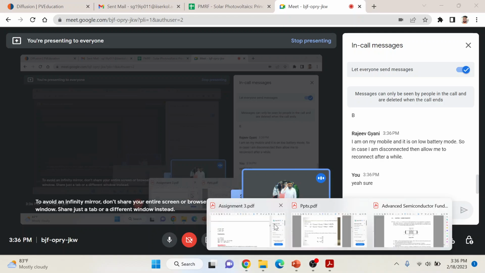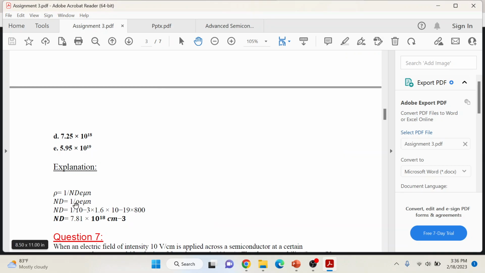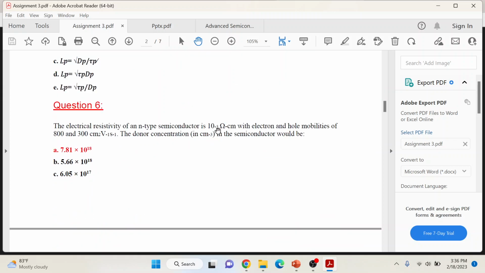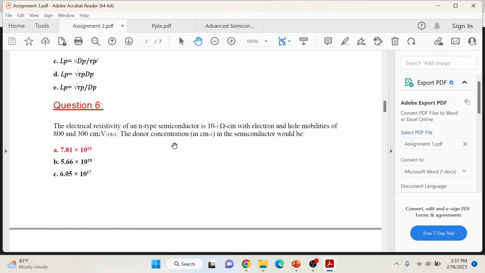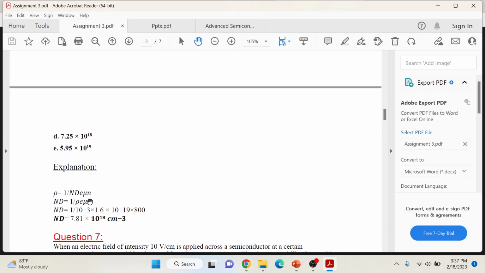So we know rho equals 1 over N_D e mu_n. It is given that e is 1.6 × 10^-19, and rho, the resistivity, is given as 10^-3. The electron mobility we have, we put the value from here. The N_D that we have to calculate is the donor concentration, which is N_D. So we take N_D here. N_D equals 1 over rho e mu_n. Rho is 10^-3, given in the question.